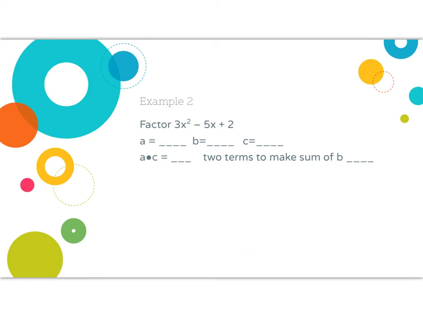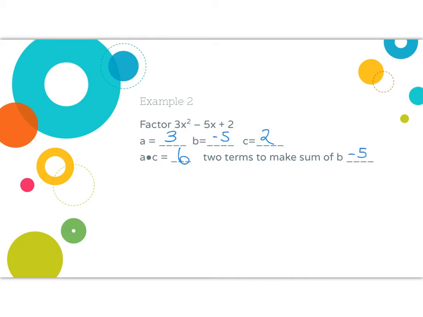Okay, next step, 3x squared minus 5x plus 2. So we get a is 3, b is negative 5 in this case, and c is 2. a times c, 3 times 2 is 6, and we need two terms that make the sum of b, so negative 5.